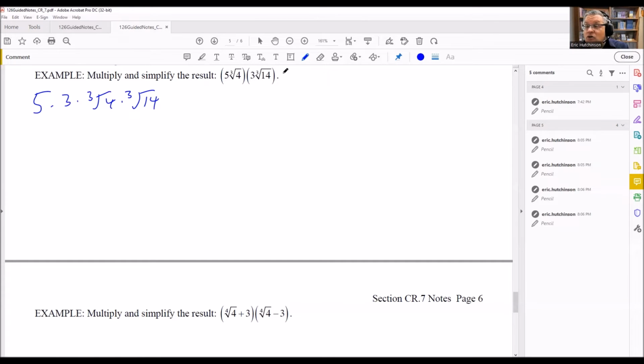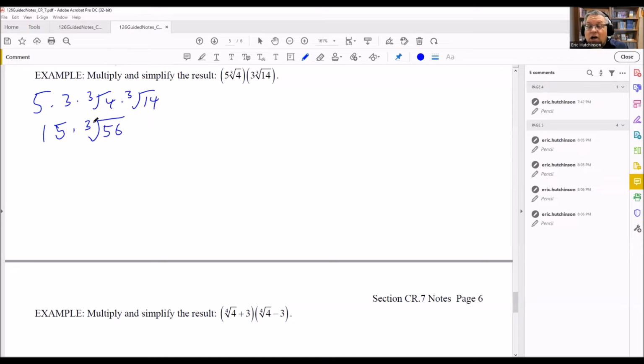So because all this is multiplication, that's really four different things you're multiplying, and you can rearrange the order like I did here. So now we'll multiply the 5 times 3, and that's going to be 15. But then we're also going to multiply these two together, and we get cube root of 56. Okay, so cube root of 56 we get now.